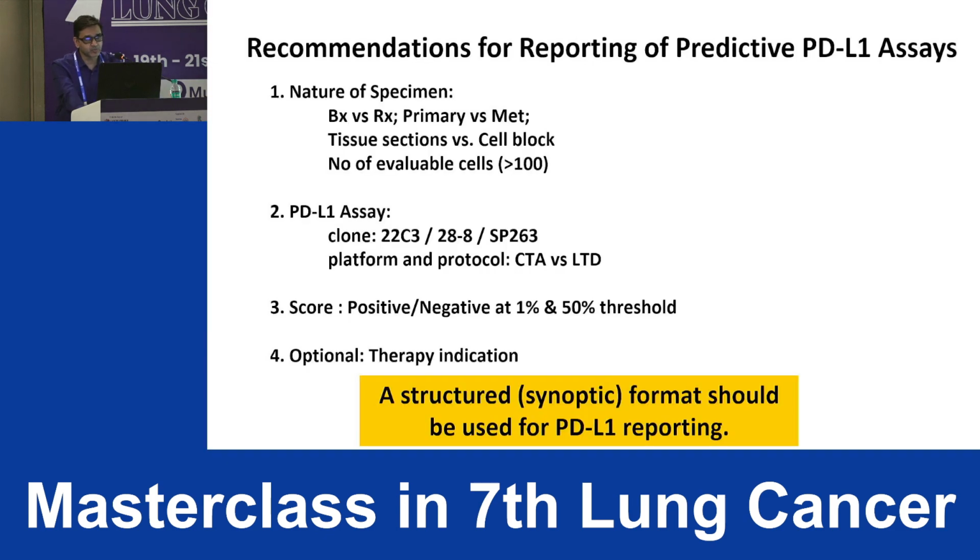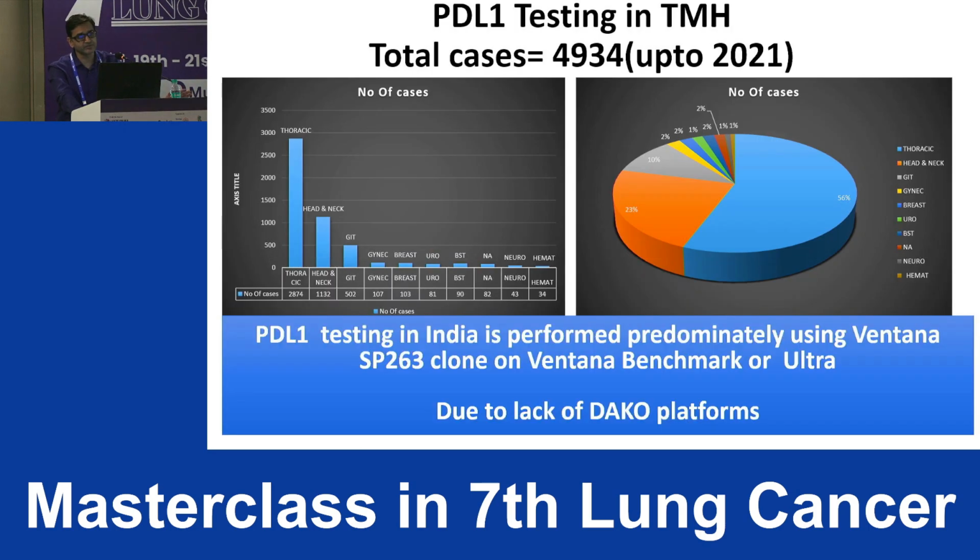So finally, when we report, or as an oncologist you see a report, this is the information that should be conveyed by the pathologist. First is the nature of the biopsy, and whether an adequate biopsy sample is there, the type of the clone being used, and also the platform being used for the staining, and then finally the results, positive or negative, with the specific mention of the cutoffs. Therapeutic option indication is not mandatory, but it is an optional thing which can be added.